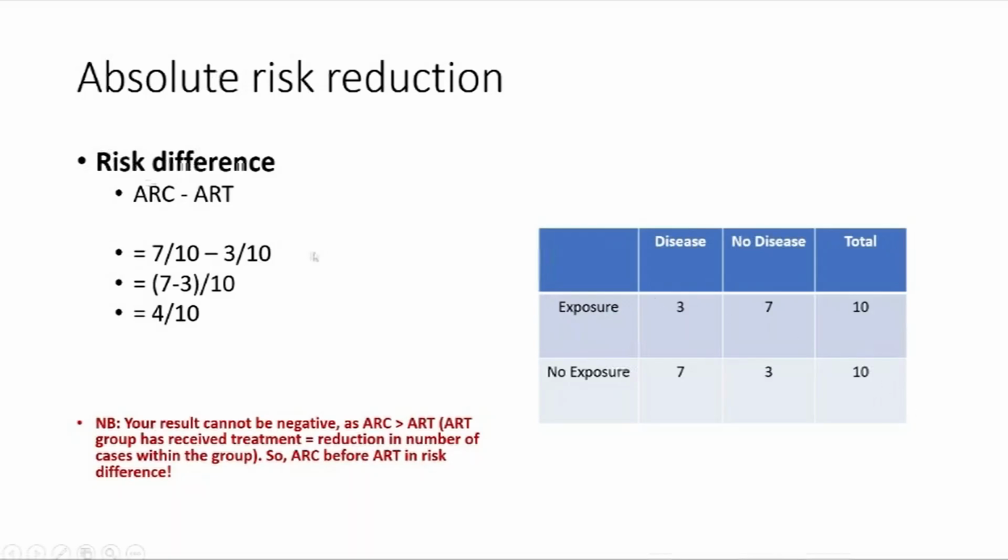Absolute risk reduction is the absolute risk in the control, those that did not receive any intervention or received placebo, minus the absolute risk in the treatment group. When you sort it, that's 7 over 10 minus 3 over 10. You have 4 over 10.